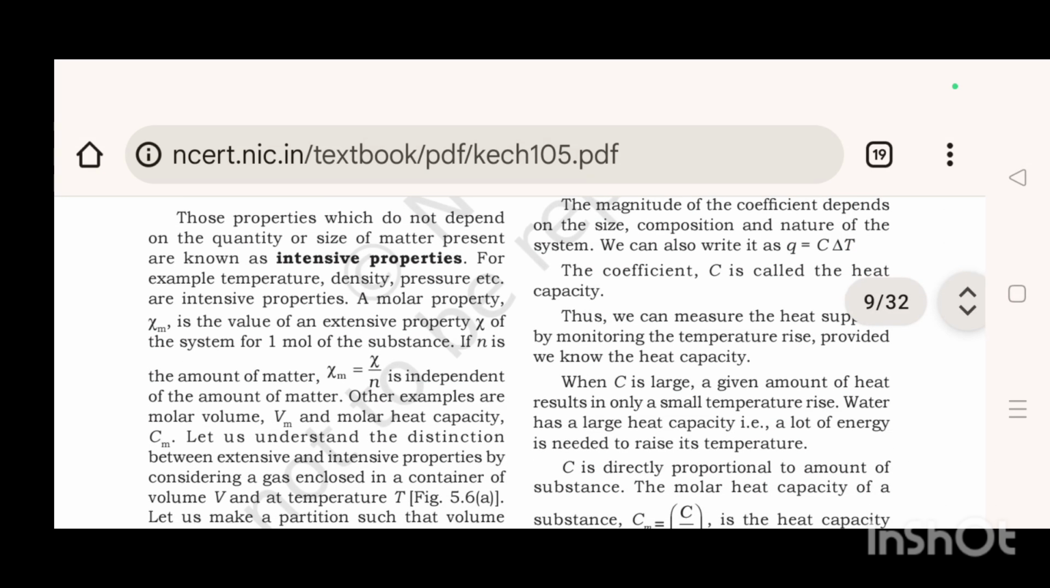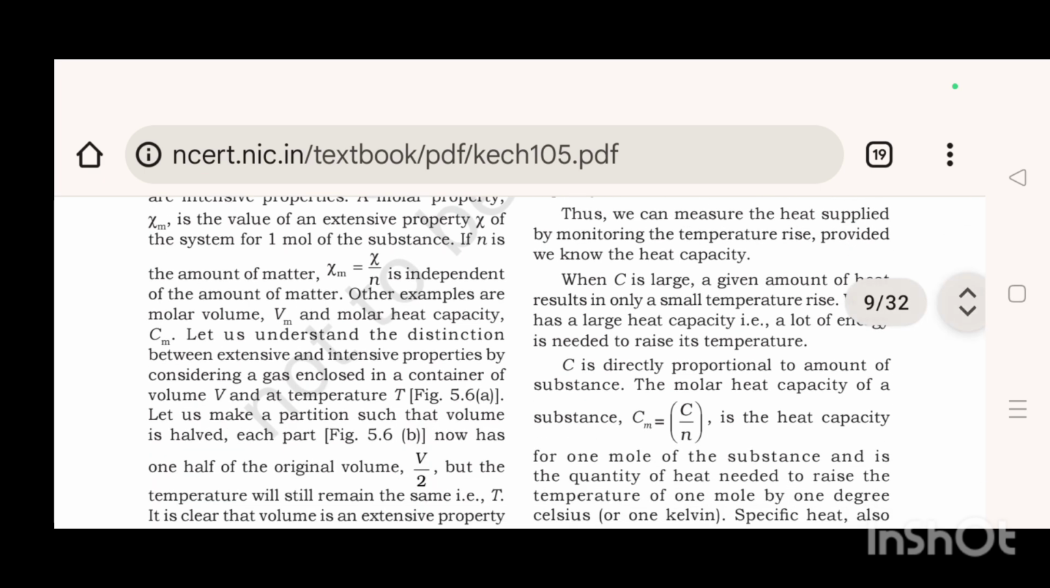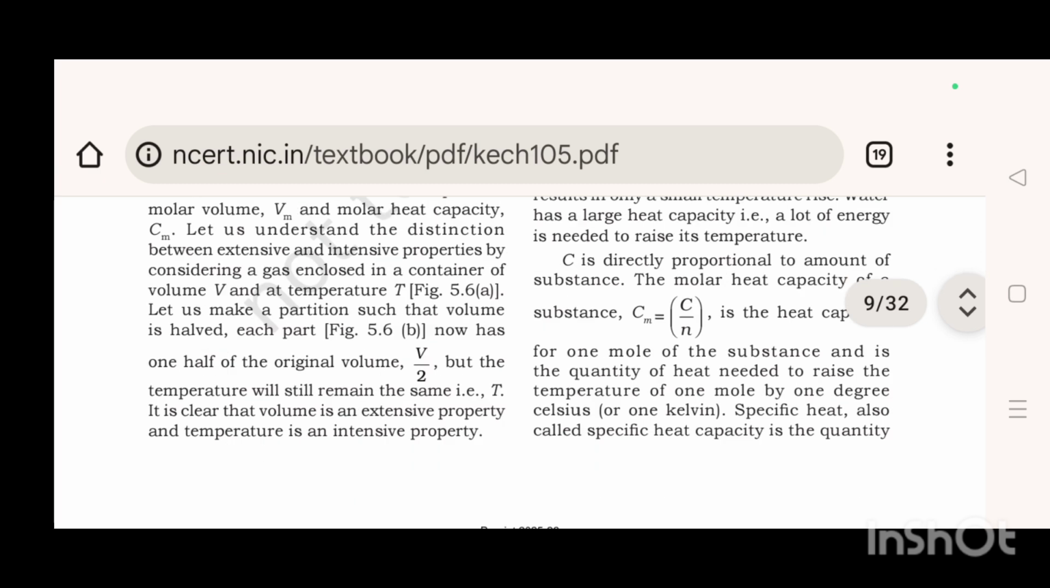When C is larger, a given amount of heat results in only a small temperature rise. Water has a large heat capacity. A lot of energy is needed to raise its temperature. C is directly proportional to the amount of substance. The molar heat capacity Cm equal to C upon n is the heat capacity for 1 mole of substance, and is the quantity of heat needed to raise the temperature of 1 mole by 1 degree Celsius.